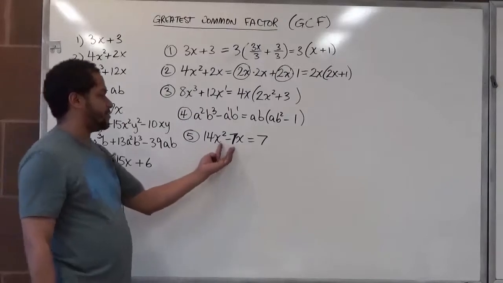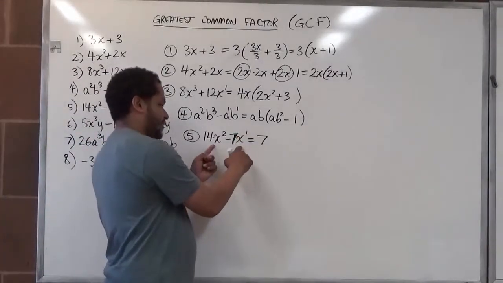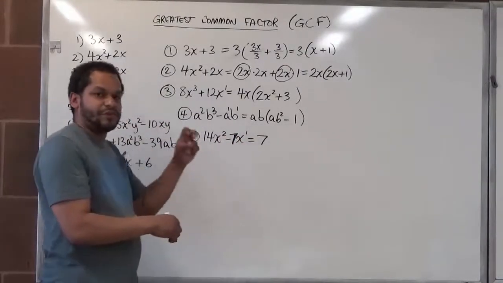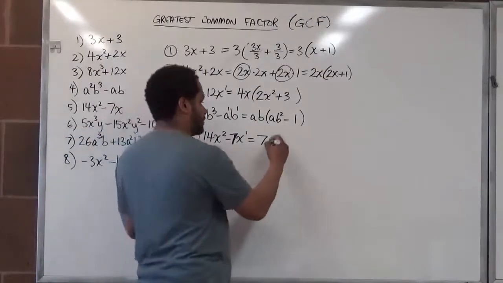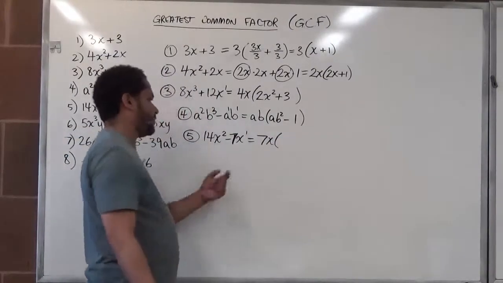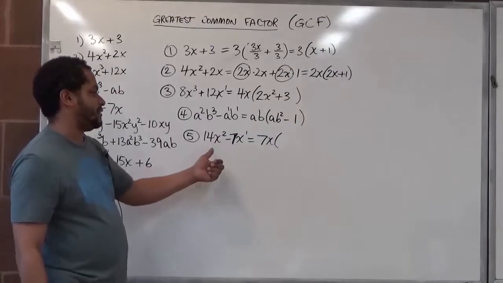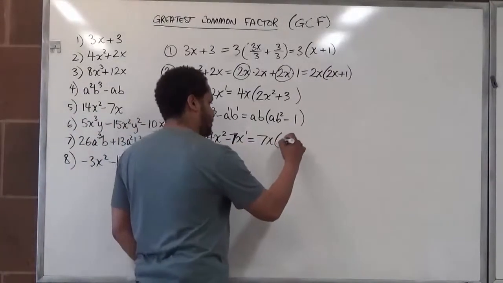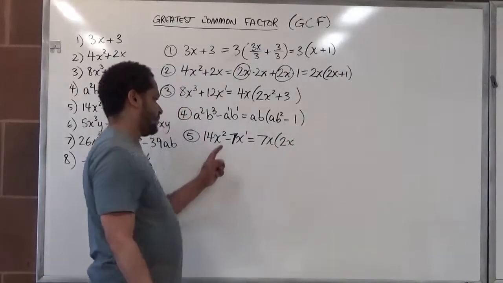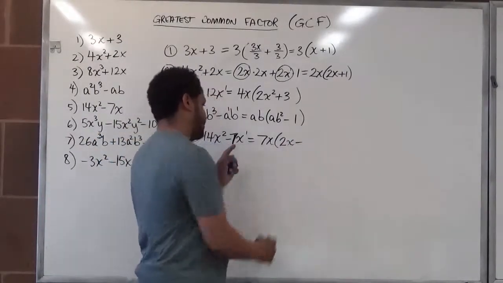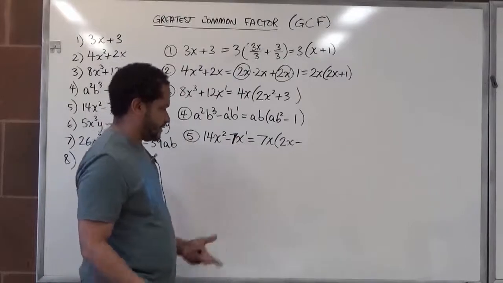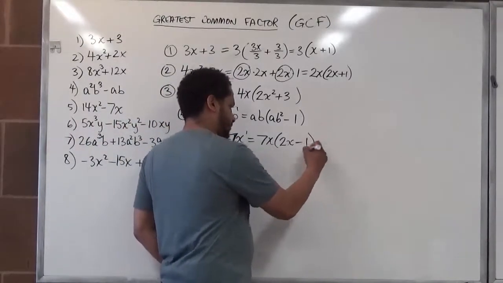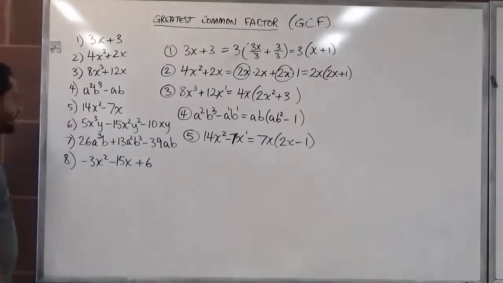As far as the variables go, they both have x's, and we want to extract the smallest power out of these two, which is x to the first. So we're just taking that x out. We're using the 7x to divide each term now. So 14x squared divided by 7x, that's going to leave us with just 2x. While we have a negative symbol here, and then we're doing 7x divided by 7x, that will just give us 1. Moving on to number 6 now.